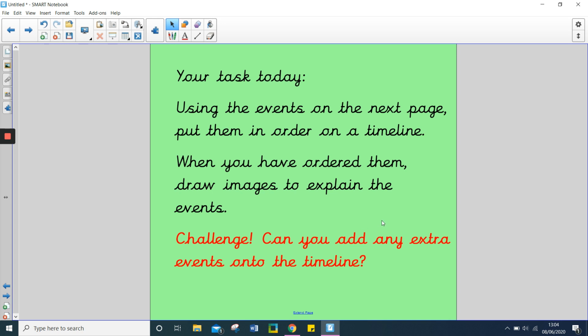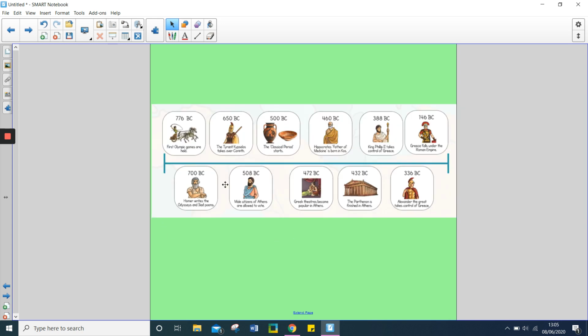Now, look at this one. The timeline goes horizontally across the page. So if I was you, I'd get my piece of paper or whatever it is that you're using, and I'd put it landscape, horizontal, so across, and then I'd draw my timeline horizontal across the page. And then it's up to you how you design your timeline. But please make sure that you put the dates and you write what happened.